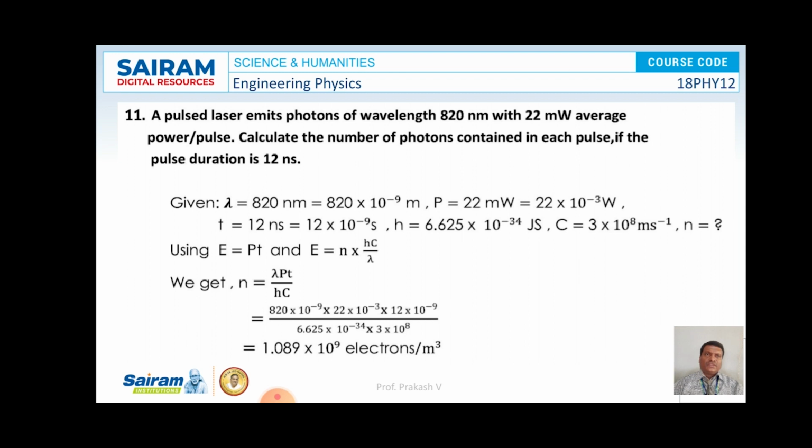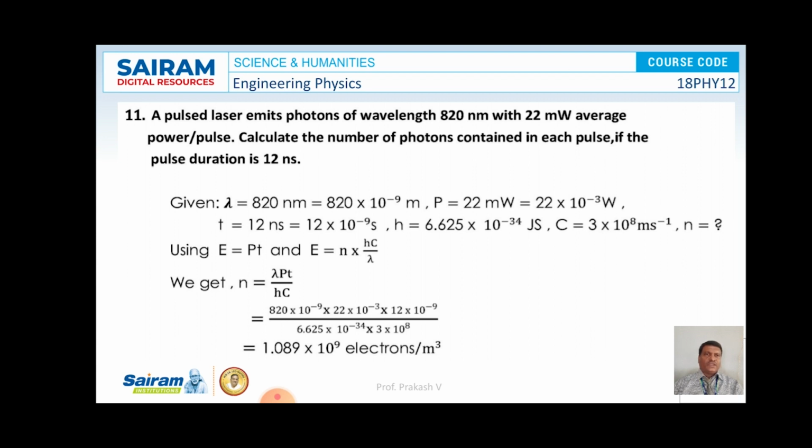A pulsed laser emits photons of wavelength 820 nanometer with 22 milliwatts average power per pulse. Calculate the number of photons contained in each pulse if the pulse duration is 12 nanoseconds. So here lambda is 820 nanometer, power is 22 milliwatts, time duration t is 12 nanoseconds and h is 6.625 into 10 to the power minus 34 joule second and velocity of light c is equal to 3 into 10 to the power 8 meter per second.